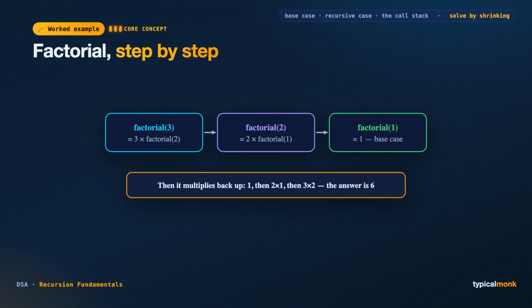We have hit the floor, and now the magic reversal happens. With factorial of 1 known to be 1, we can finish factorial of 2 as 2 times 1, which is 2, and with that, we can finish factorial of 3 as 3 times 2, which is 6. The calls went down to the base, and then the answers multiplied back up. So the takeaway: factorial of 3 asks for 3 times factorial of 2, which asks for 2 times factorial of 1, which is the base case, 1, and then the results multiply back up the chain to give 6. Down to the base, then back up with the answer.